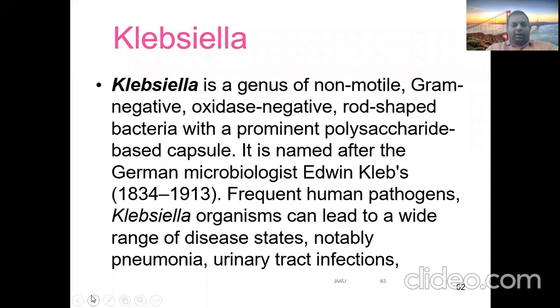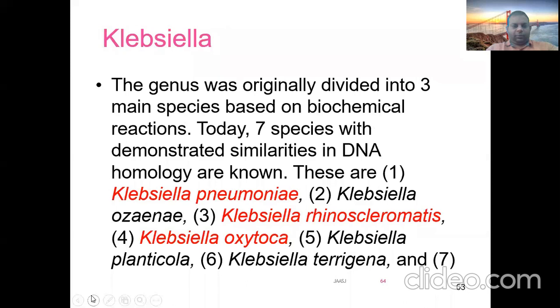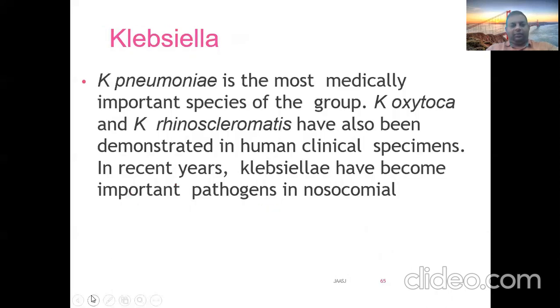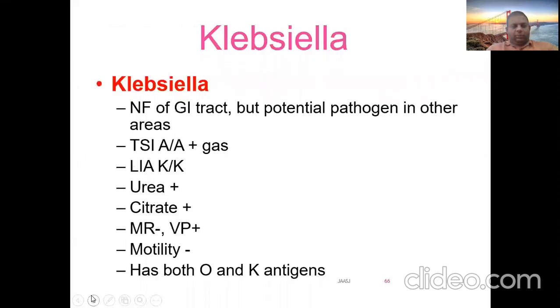It's non-motile, gram-negative, oxidase negative. There are 7 species, but Klebsiella pneumoniae, Klebsiella oxytoca, and Klebsiella rhinoscleromatis will be enough. The most medically important, as I said earlier, is pneumoniae. Then oxytoca also. Nowadays, it has emerged as a nosocomial, hospital-acquired pathogen. So you can go through this and appreciate it.